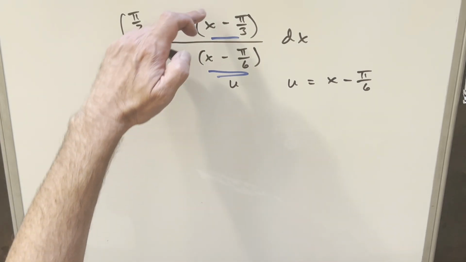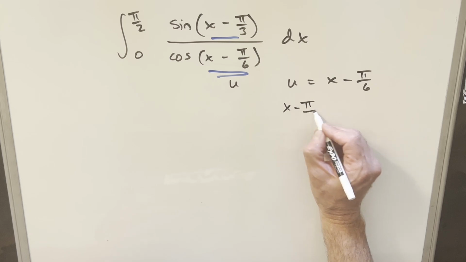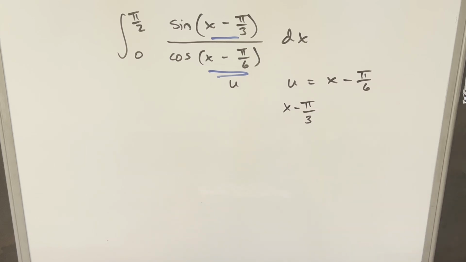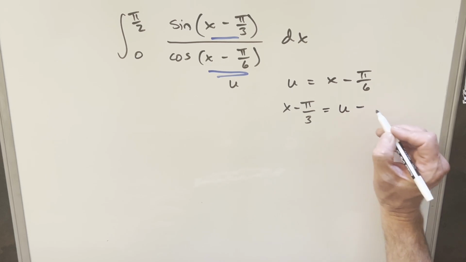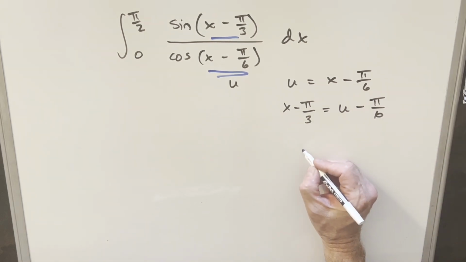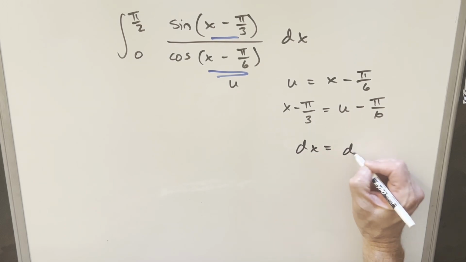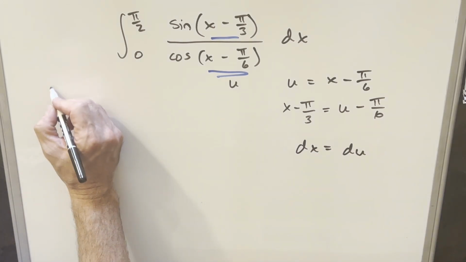And then before I take a derivative, let's get the value for the angle in the numerator. So we want to get x minus pi over 3. And just rearranging this first equation, what we have for that is u minus pi over 6. Then we can take a derivative on both sides and we have just dx is going to be equal to du. So then we'll come back over here. Let's go ahead and substitute.